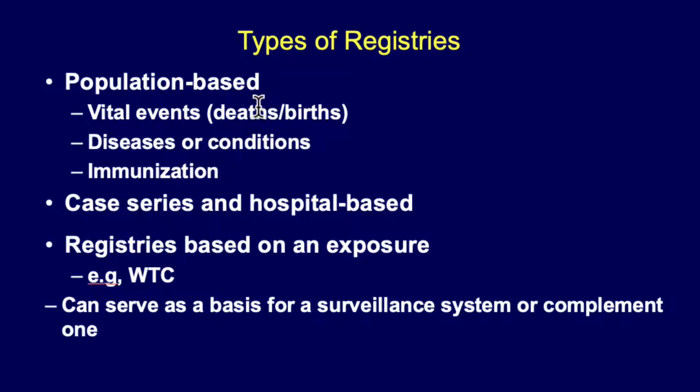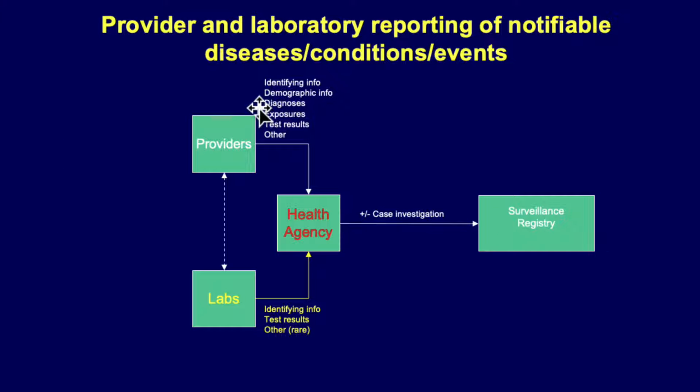Registries can serve as the primary basis for a surveillance system, or they can also complement a surveillance system, and we'll see examples of this on the next few slides. I'll go through an example of a surveillance registry for a notifiable disease. So all the next few slides are going to build on this schematic of a surveillance registry that receives reports for a notifiable disease from providers and labs, and we'll use it to consider different kinds of case reporting scenarios.